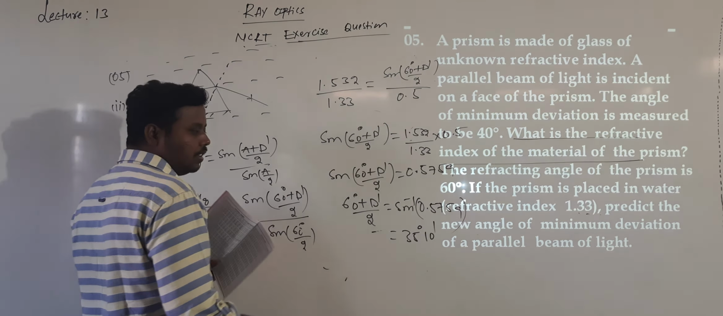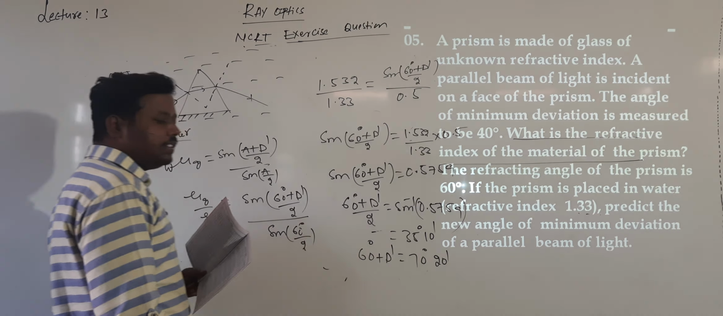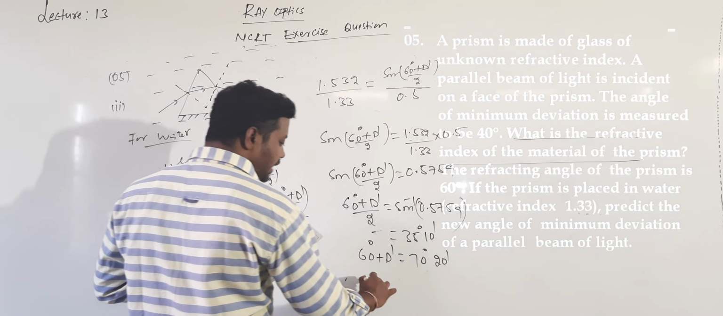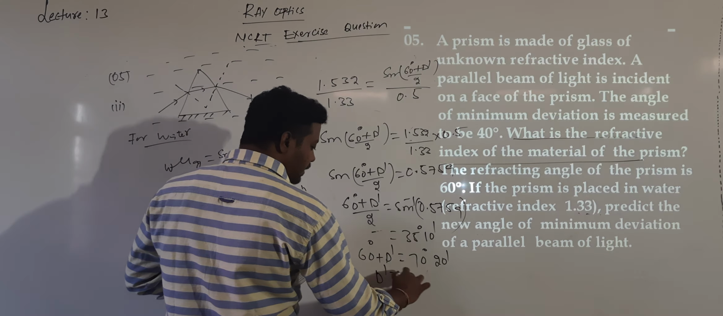So from this, 60 plus D dash is equal to 35 degrees 10 minutes into 2, so that is 70 degrees 20 minutes. That is the 60 plus D dash value. So D dash is equal to 70 degrees 20 minutes minus 60 degrees, so we get 10 degrees 20 minutes. Okay? Is it okay? Question understood?